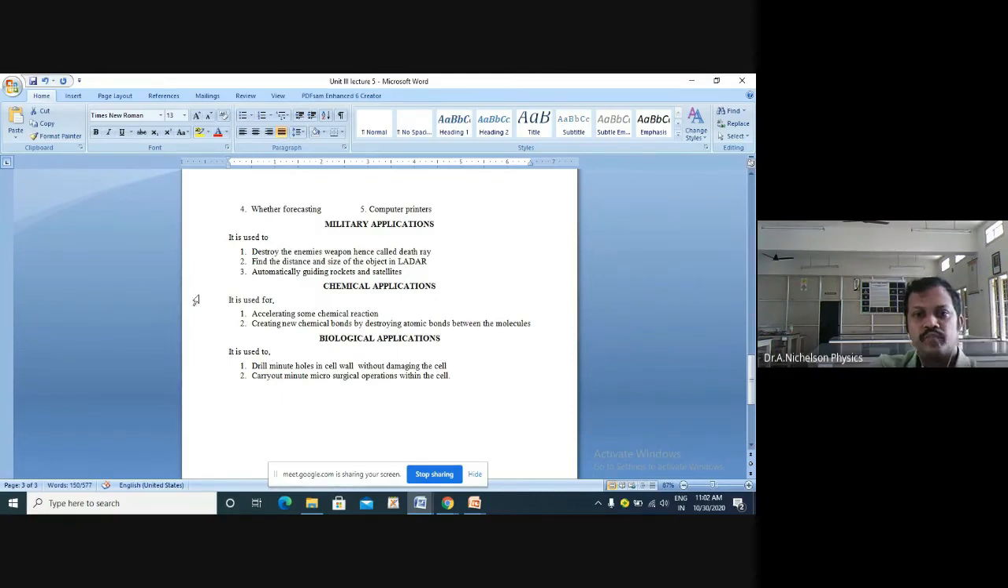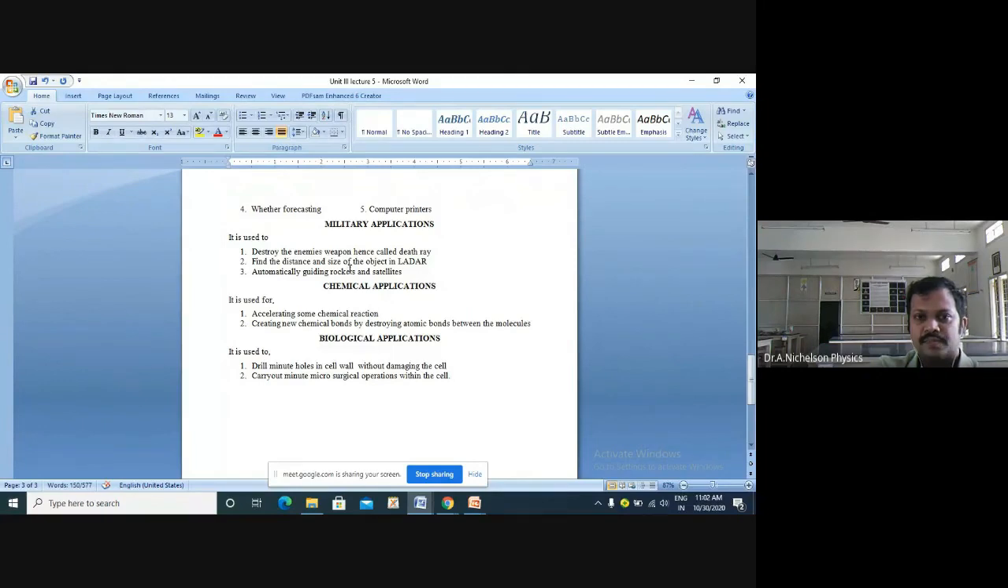Then automatically guiding rockets and satellites. After the launch of rockets, we can automatically guide them with the help of these laser beams, since they can travel long distances.